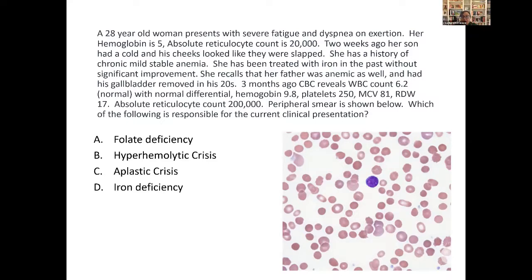Actually, 3 months ago, she had a blood count with a white cell count of 6.2, with normal differential, hemoglobin of 9.8, platelets of 250, MCV of 81, RDW of 17, and absolute reticulocyte count at that time was 200,000. Her peripheral blood smear is shown below, and what do you think is responsible for the current clinical picture?